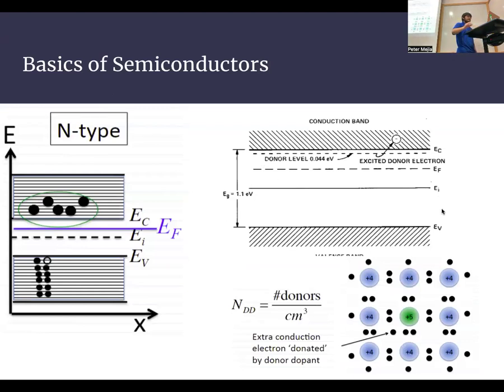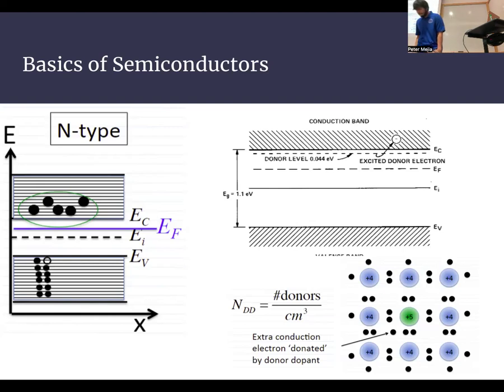Okay. Does anyone have questions on this? Because this is a pretty important concept in semiconductors in general. Anyone have a question on the diagram? The donor state, the Fermi level, so shifting up.